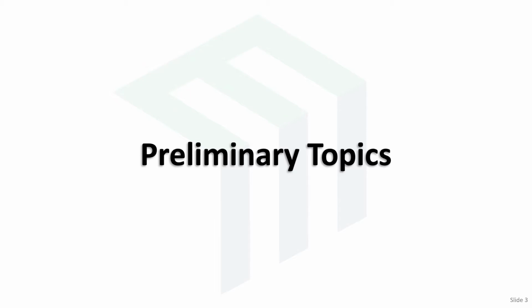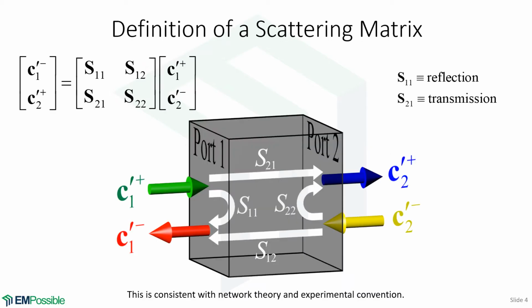Preliminary topics. What is a scattering matrix? Well, a scattering matrix comes from network theory, and it essentially relates inputs to outputs. So here we're drawing a layer of our device, but in terms of network theory, this is a black box, and we don't want to care what's inside of it. We would just like to characterize it with a minimum set of numbers. And so in the context of scattering matrices, that is 4 numbers. And we're relating inputs to outputs.